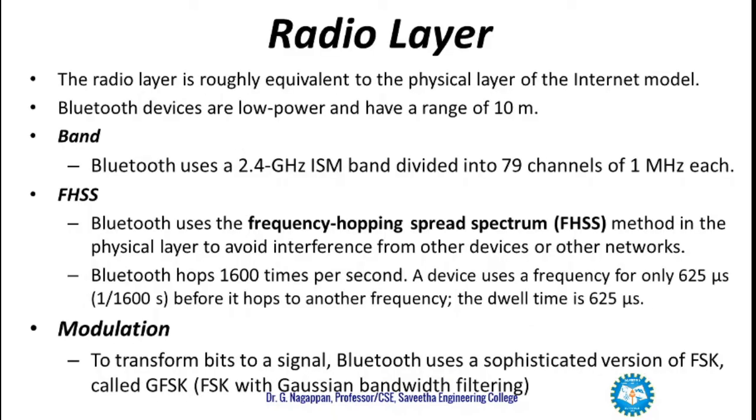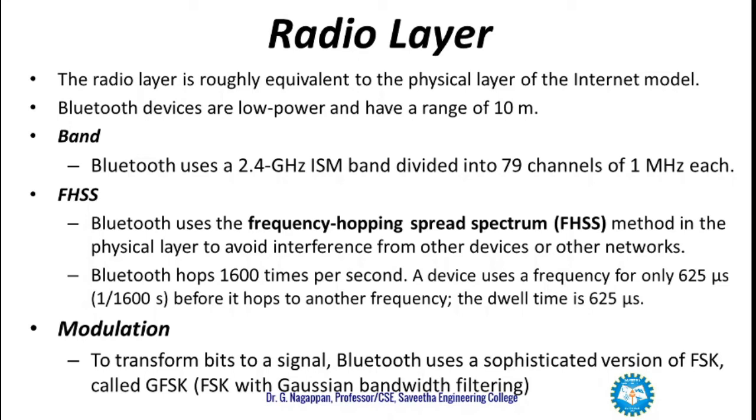Coming to the radio layer, the radio layer is roughly equivalent to the physical layer of the internet model. Bluetooth devices are low power and have a range of only 10 meters, as I said. So what is the band used? Bluetooth uses the 2.4 gigahertz ISM band, divided into 79 channels of 1 megahertz each.